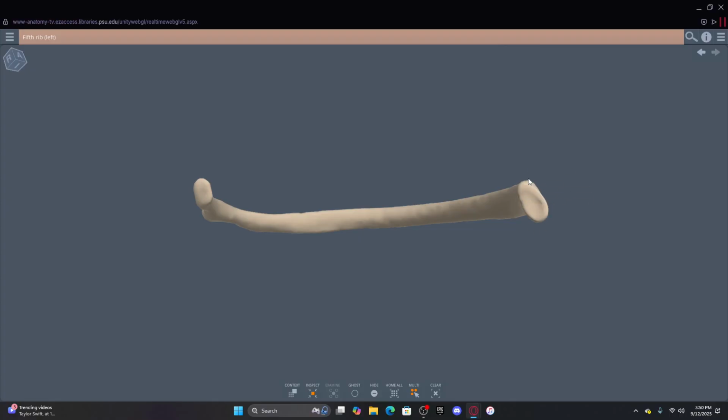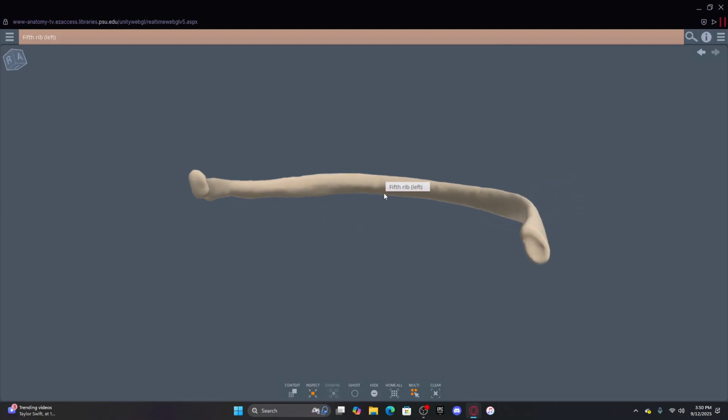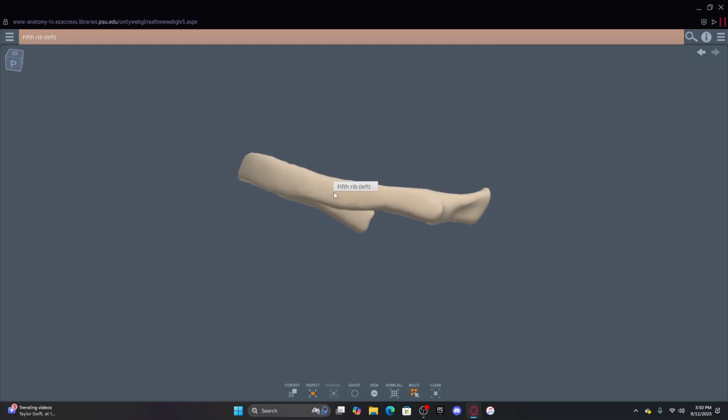We have the head of the rib. Then we have the subcostal groove. And then we have the tubercle of the rib right here.